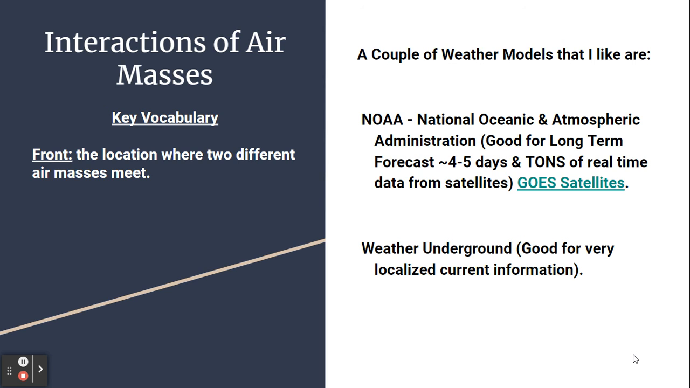My day-to-day, real-time type of stuff, I do like the Weather Underground app. I use it on my phone. I can look at it. It'll tell me the temperature. It has pretty good predictions about when to expect rain and things along those lines.